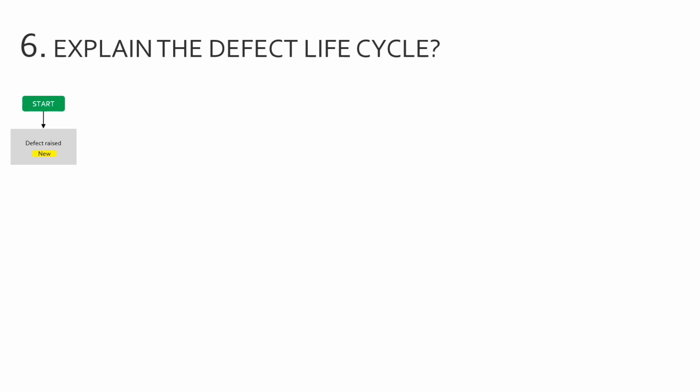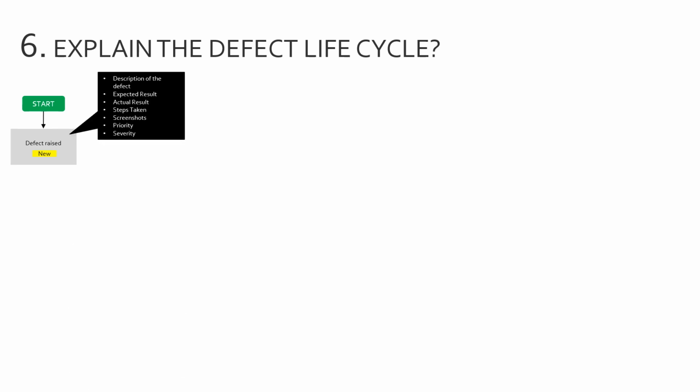So the defect is raised. I've indicated the status of the defect by the highlighted yellow box. The status of the defect will be new. And before going to the next step, it's very crucial and critical that these components are present in the defect, which is the description of the defect, what exactly is the problem, what was the expected result, what are the actual results, and what were the steps taken to execute this particular test case, and then the relevant screenshots. So this will really help the analysis of the defect to be much faster.